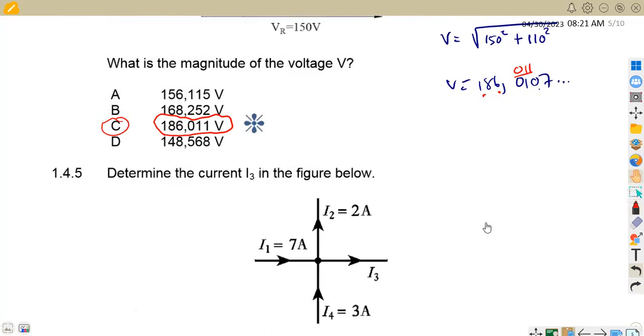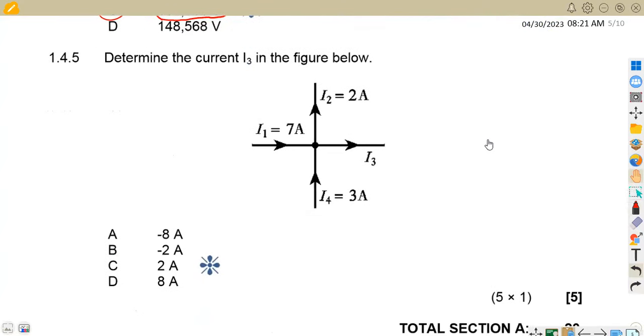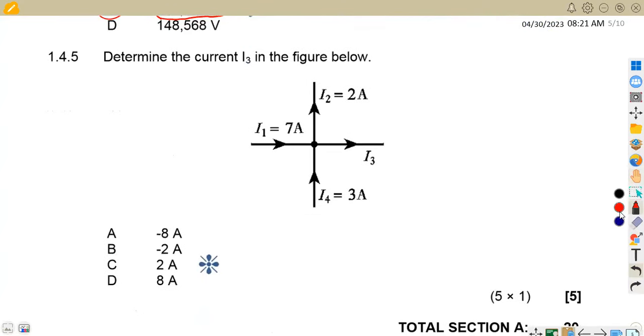All right. Determine the current I3 in Fig 3. So from Kirchhoff's law, we know that the sum of current flowing into a junction is equal to the sum of current flowing out. This is our junction here. I1 and I4 are facing into this point, so these two, I1 and I2, are facing the junction.